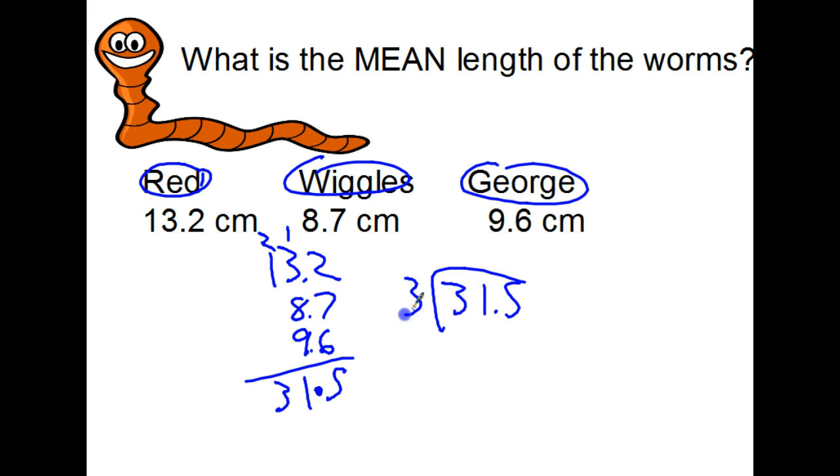So there were 3 worms. 3 goes into 3 one time. When I subtract, I get 0. How many 3s in 1? None. 0 times 3 is 0. And I'm bringing down that 5.